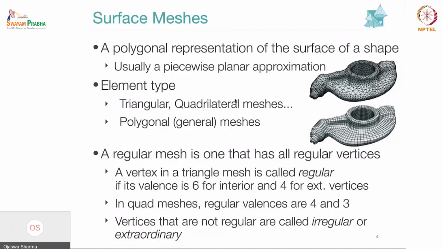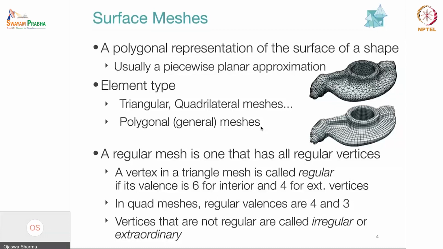Therefore, the mesh, if you see at the top, looks like it is a regular mesh. Similarly, in quad meshes, the regular valence for interior vertices is 4, and for boundary vertices it is 3. I believe you can do it mentally as to how a boundary in a quad mesh will look like. For interior, it is fine. You have 4 quads joined together, so you have 4 valence. But for the boundary, you have only 2 quads adjacent to each other. Therefore, the valence of such a vertex is 3.